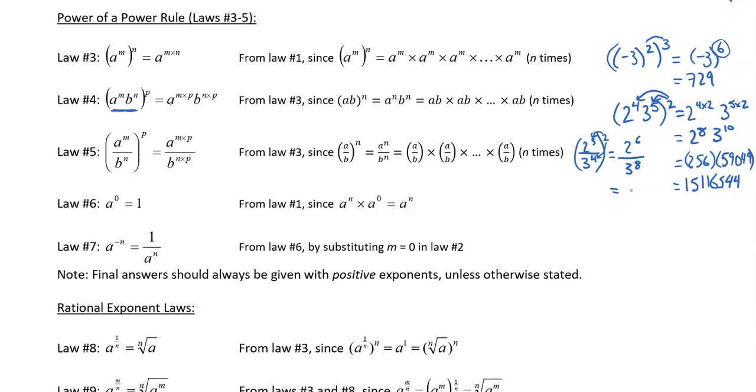And so 2 to the power of 6 would give me an answer of 64. 3 to the power of 8 would give me an answer of 6,561, and I could try to simplify that. I don't think we can, but that would suffice as a final answer for that. So same idea, but applied to a fraction.